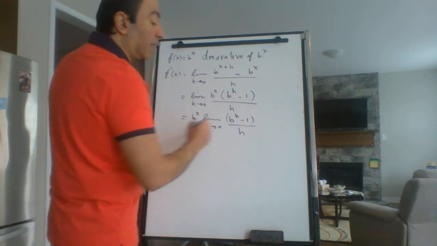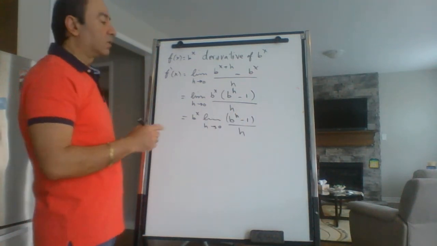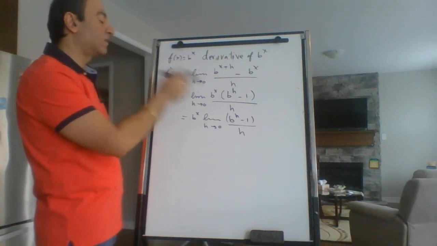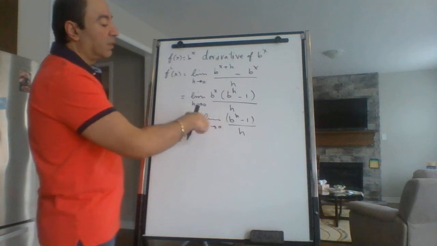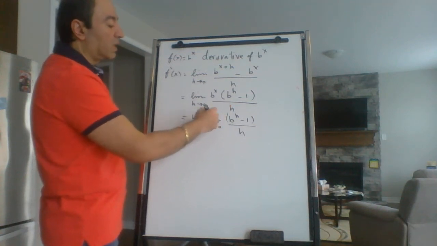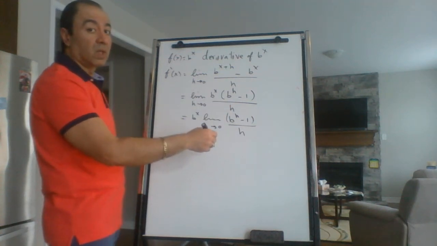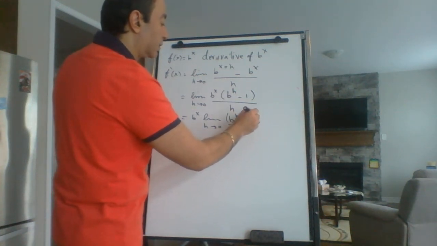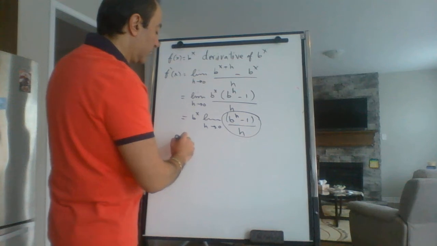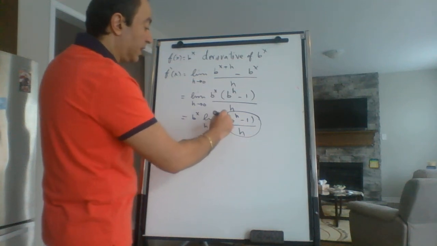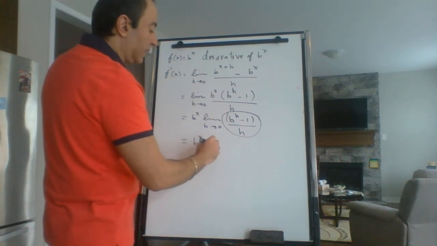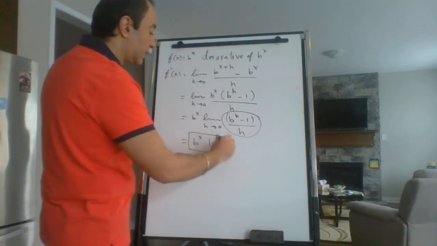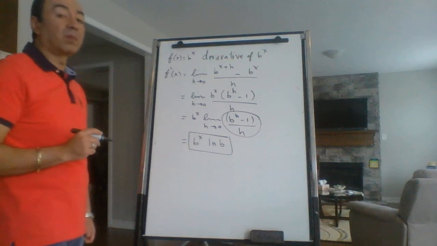This is the important limit. I think I told you about it in the first video, the second video. This is an important limit, and when we calculate this, and I showed you how, this will equal ln b. ln b means log b base e. So this is the derivative of b to the power of x.